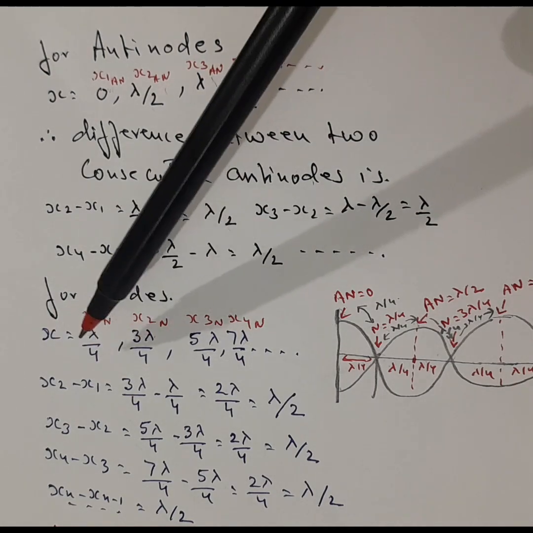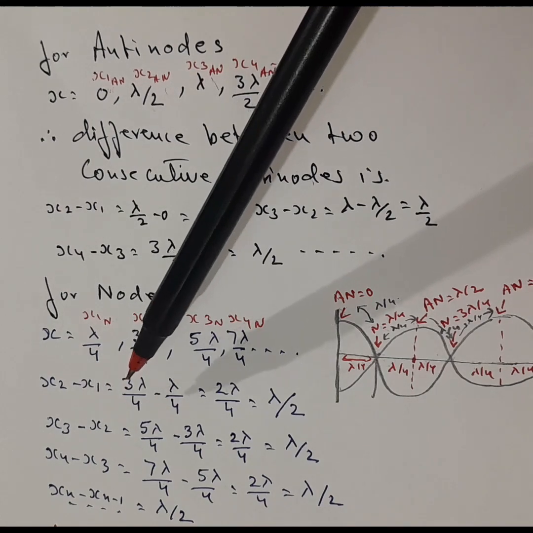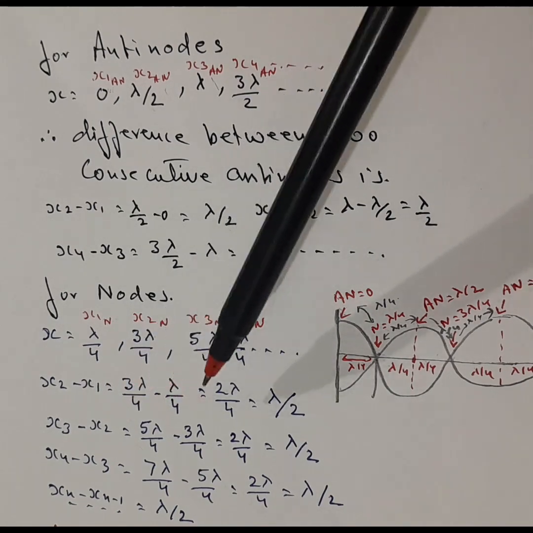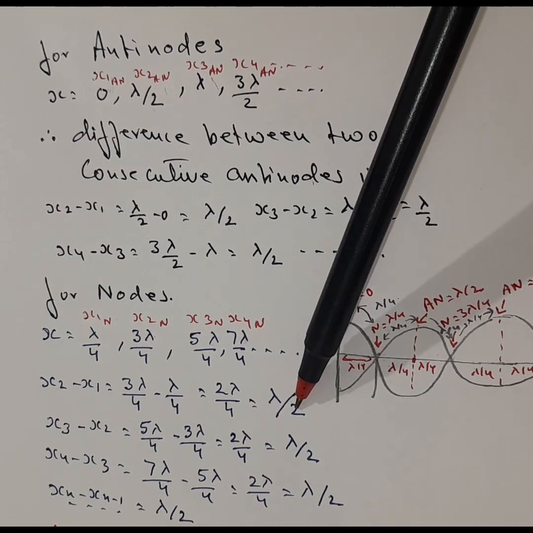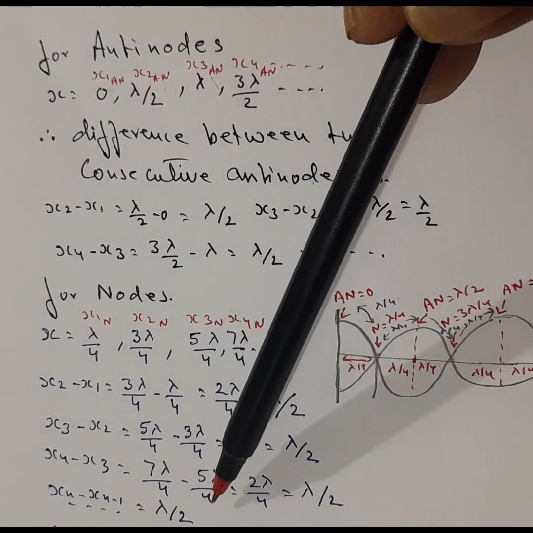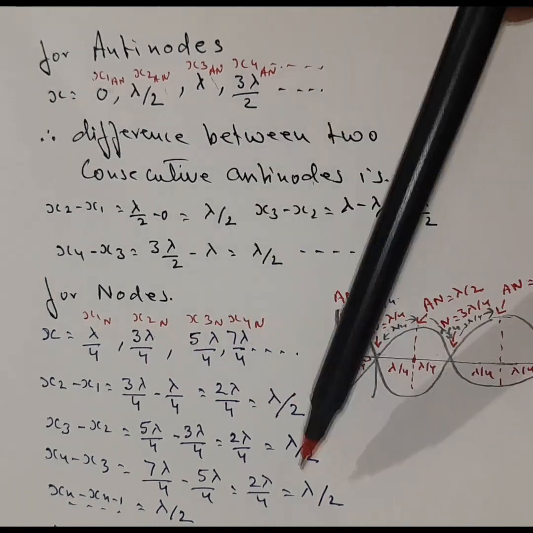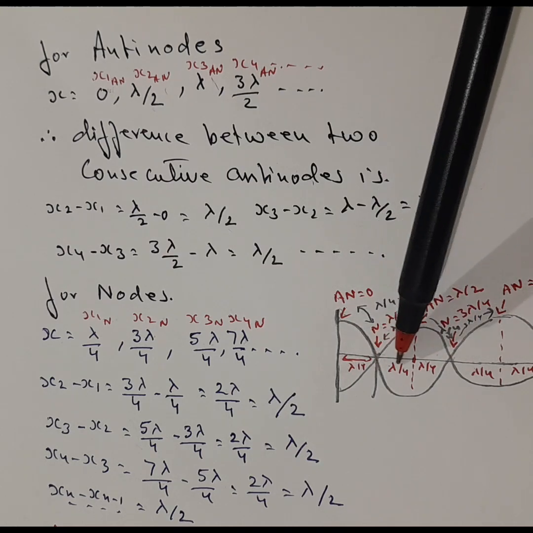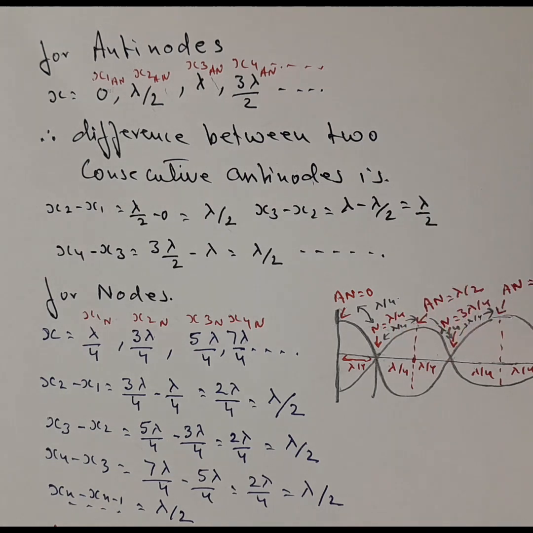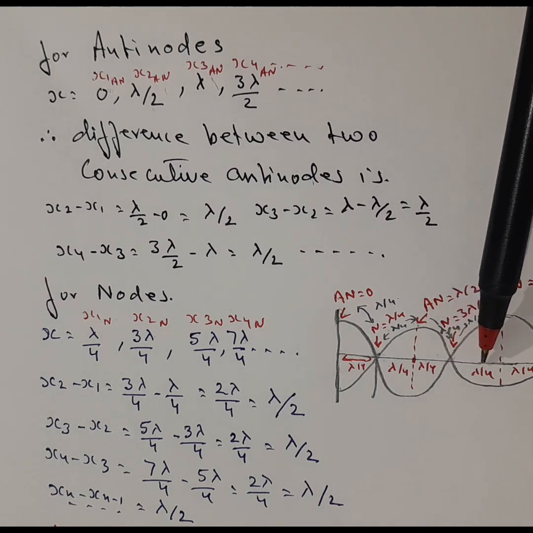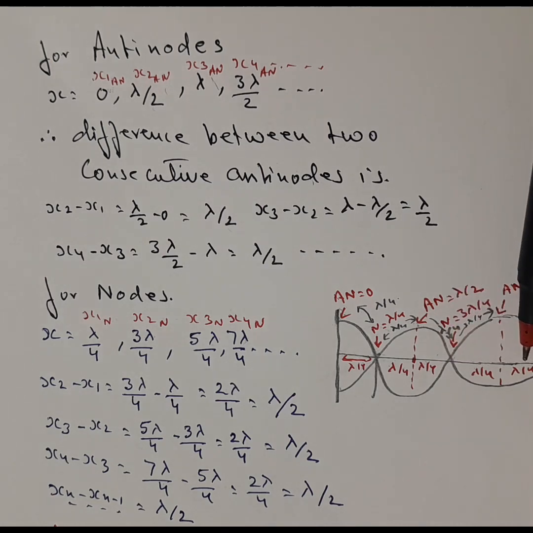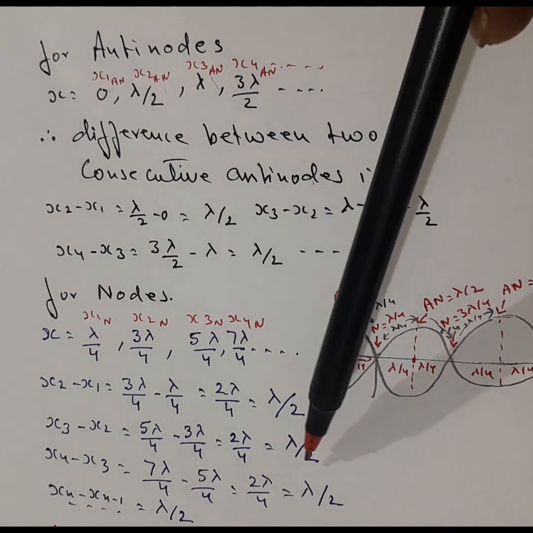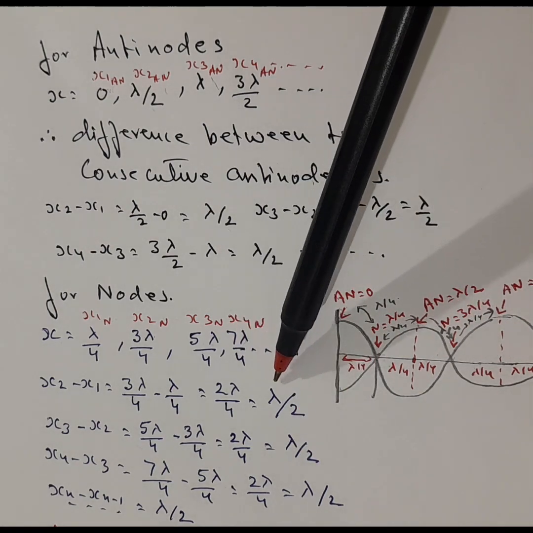If I call this x2 and this x1, then when we take the difference, what we end up with is 3 lambda by 4 minus lambda by 4, that is 2 lambda by 4, which is equal to lambda by 2. Identically, if we carry out the differences between this and this, and this and this, everywhere we would find that it is lambda by 2. Let's take the difference between these two: lambda by 4 plus lambda by 4, that is lambda by 2. Again, between these two, it is lambda by 4 plus lambda by 4, that is lambda by 2. So confirmed, what we saw and what we calculated were the same.